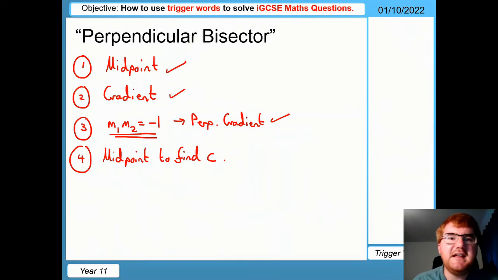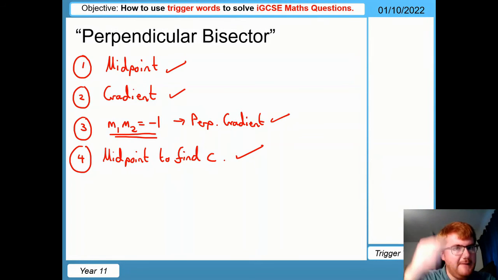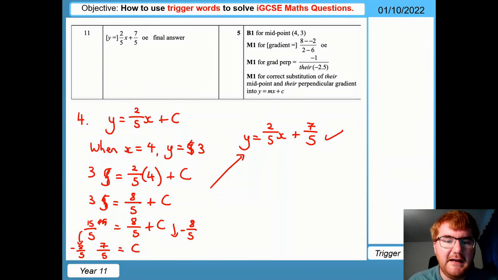Remember, whenever you see the phrase perpendicular bisector, you need to find the midpoints. You need to find the gradient. You need to find that perpendicular gradient by flipping the fraction and changing the sign. And then lastly, use that midpoint from step 1 to then find the y-intercept, like so.